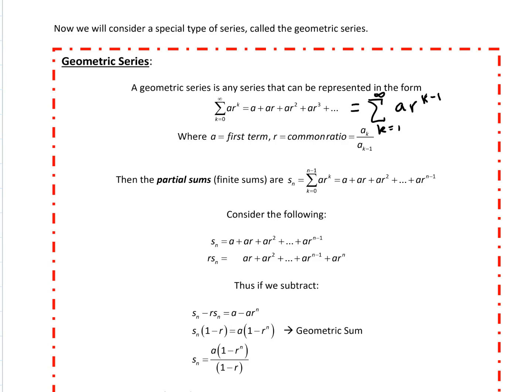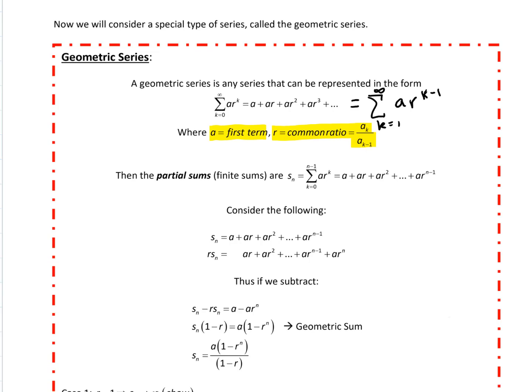So just as a note, for this series, the sum of the sequence of terms, a represents the first term, and r represents the common ratio. So how much are we going up? What is the factor we're going up by for each of the terms that we're adding up here?